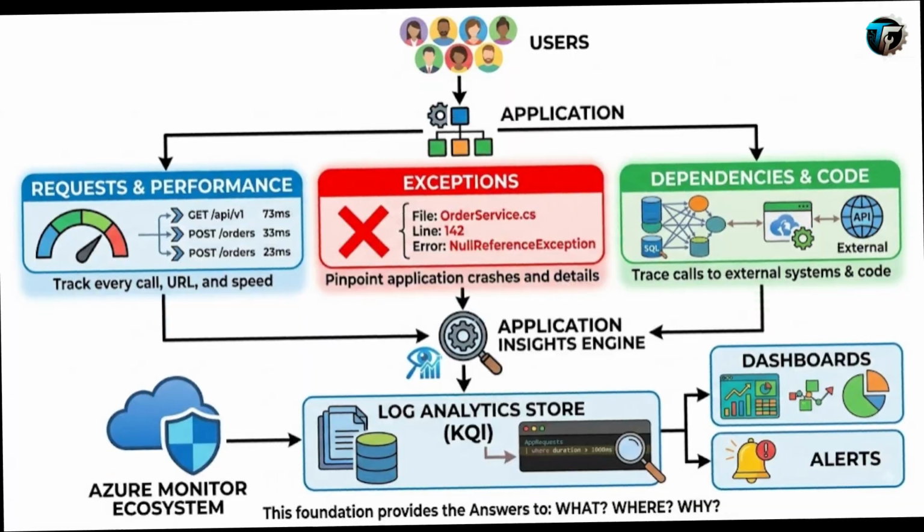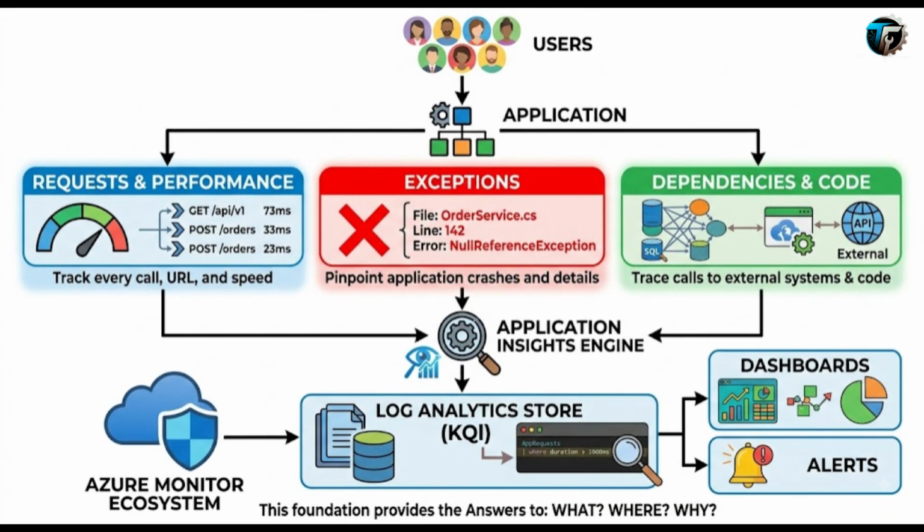From an architecture perspective, here's the pattern to remember. Our application generates telemetry. We capture requests, exceptions, dependencies, and performance information. Application Insights helps us understand the application behavior. Azure Monitor provides the broader monitoring ecosystem. Log Analytics allows us to query and analyze telemetry. And finally, dashboards and alerts help operations teams respond to real production problems. This is the foundation of application observability in Azure.